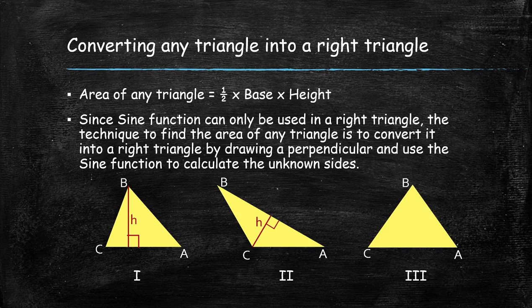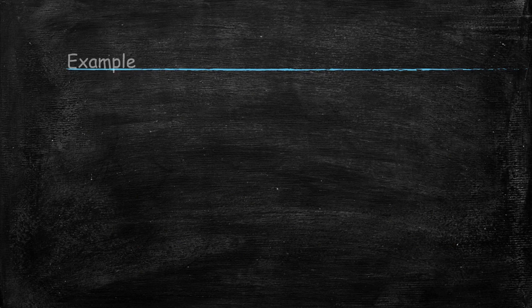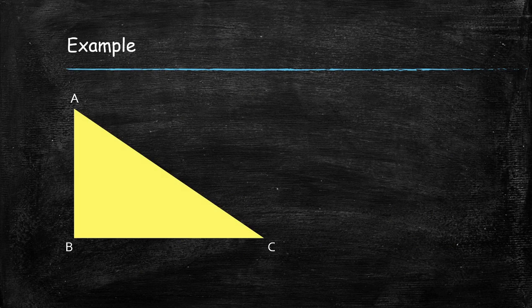Now figure 3, an acute angle triangle or maybe an isosceles triangle. So here also we draw a perpendicular height from vertex B to side CA, and then if you know the sides and angles we can find the area of the triangle using the sine function. Let's take an example so that everything is clear.